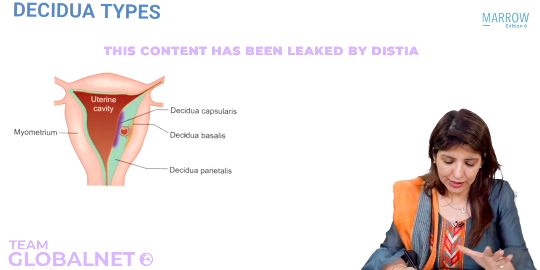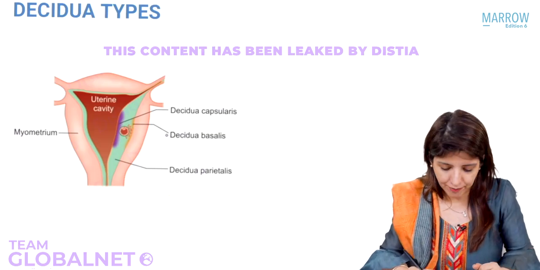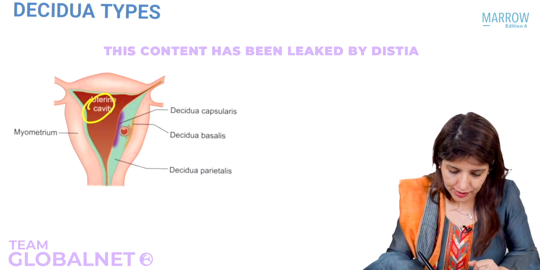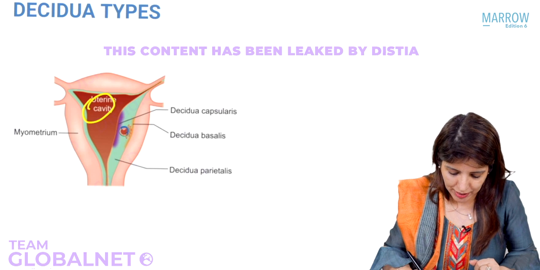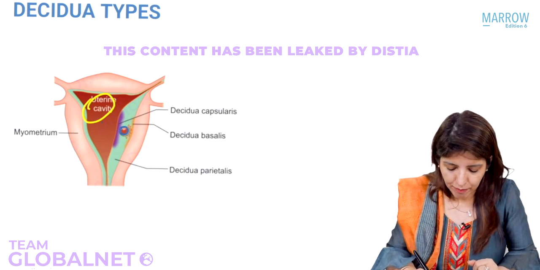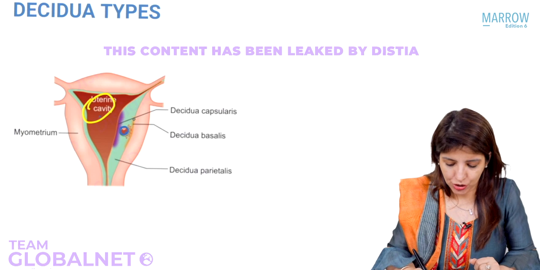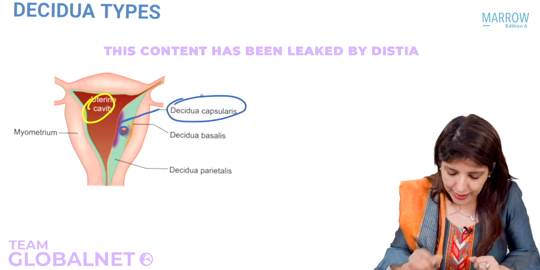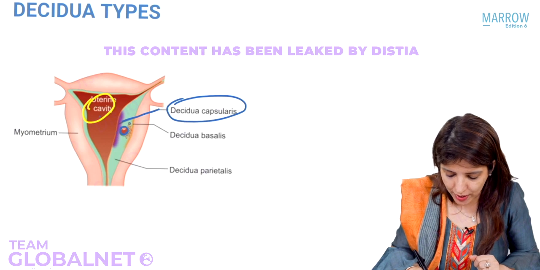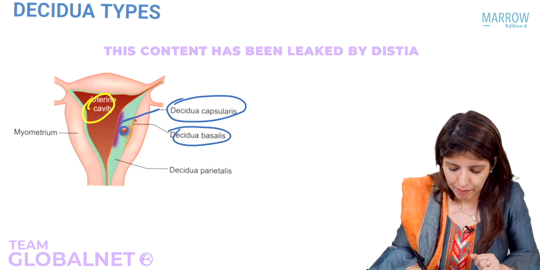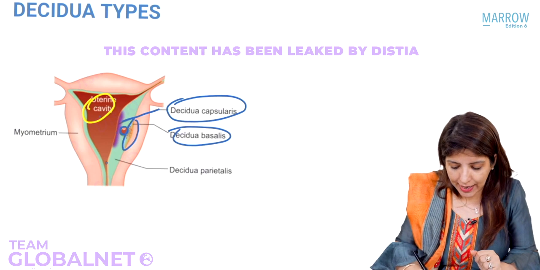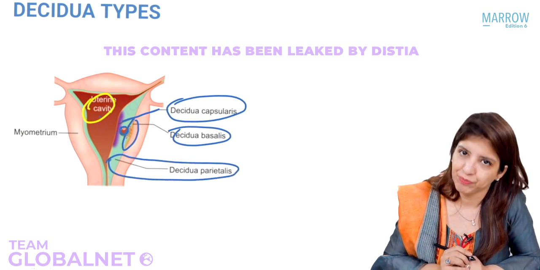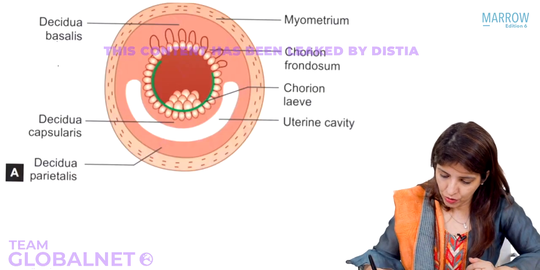Right, so over here, first let me show you all the deciduas again. This over here is the uterine cavity. This is our blastocyst. And over here, between the uterine cavity and the blastocyst, the purple color is the decidua capsularis. Just opposite to decidua capsularis will be decidua basalis. And any other decidua which they mark will be decidua parietalis. Clear? Now look at this image.